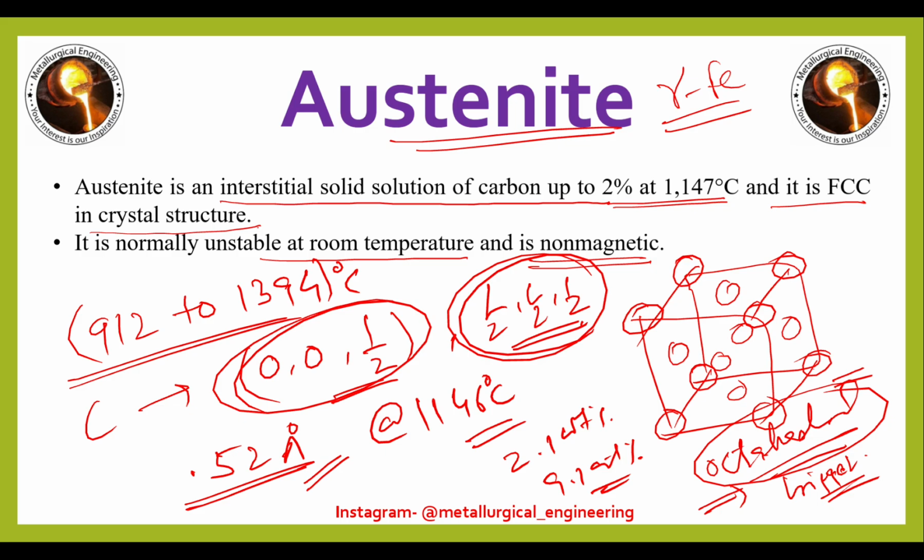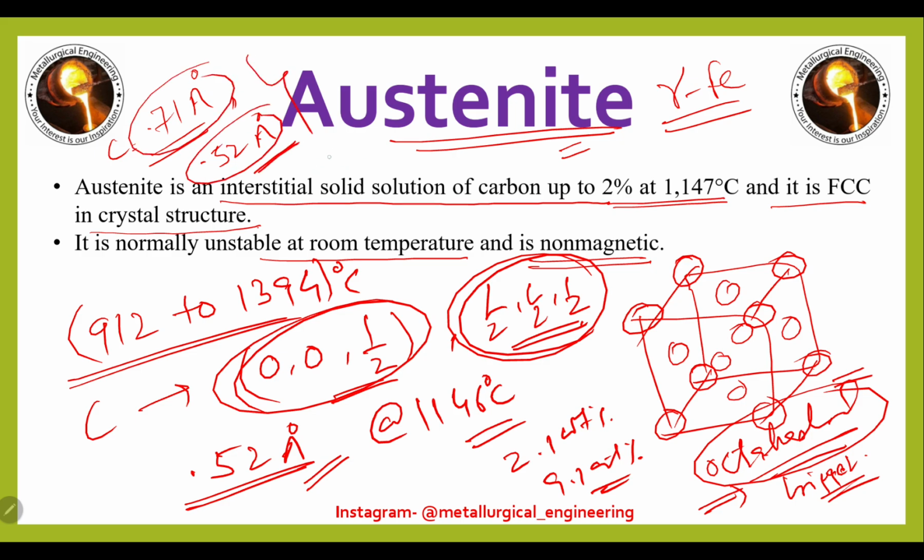One more fact, that the solubility of carbon in iron here in austenite is more than ferrite, because the largest atom that can fit into the void is 0.52 angstrom. So there is not much difference in the size, so the solubility is larger. Solubility for austenite will be larger than solubility of carbon in case of ferrite.